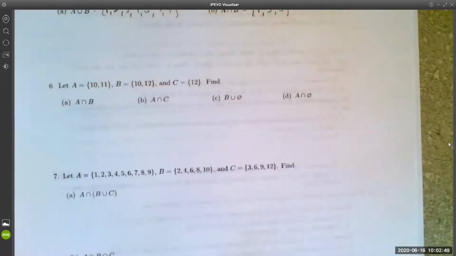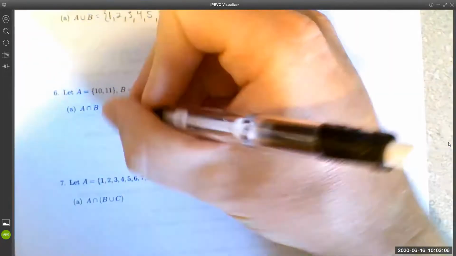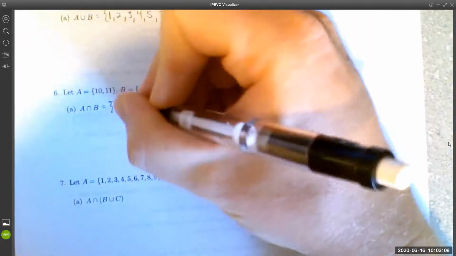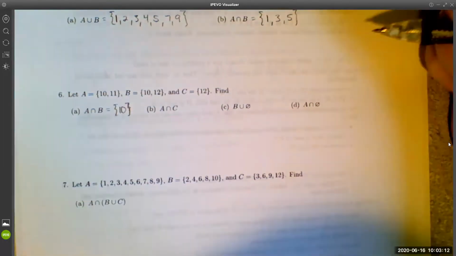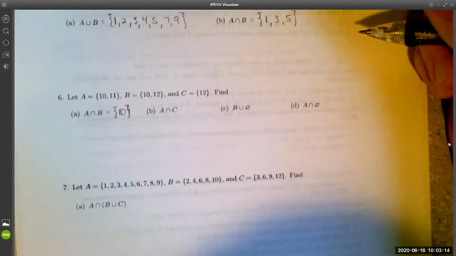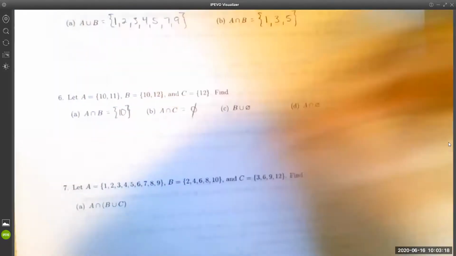Here's another set of examples. I'll let you pause the video and see if you can work these out. Okay. So here are my solutions. A intersect B, I think the only thing they have in common is 10. So that would be the singleton set 10. A intersect C, they don't have anything in common. So that would just be the empty set.